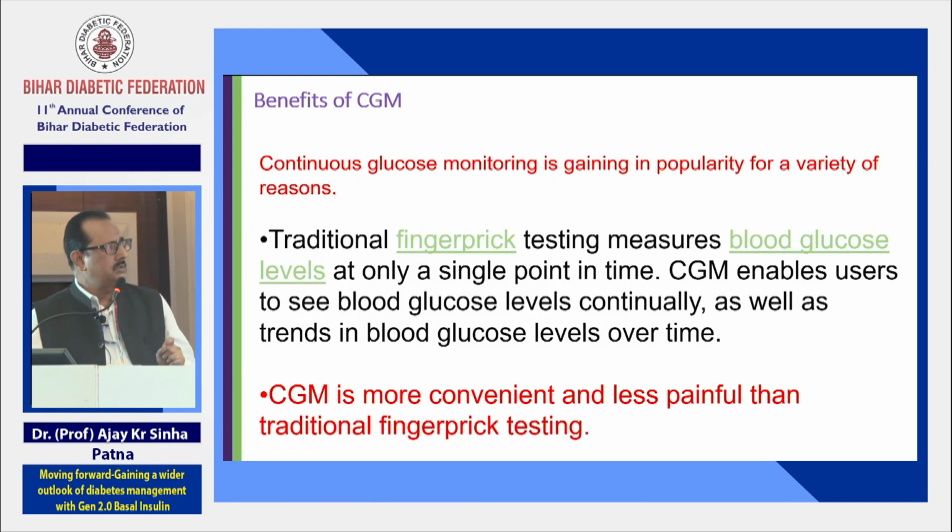So continuous glucose monitoring is gaining popularity in the Western world for a variety of reasons. Traditional finger prick testing measures blood glucose levels at only a single point in time. CGM enables users to see blood glucose levels continually, as well as trends in blood glucose level over time. CGM is more convenient compared with finger prick testing, and less painful than traditional finger pricking. So it is less painful. That is a good point about this.